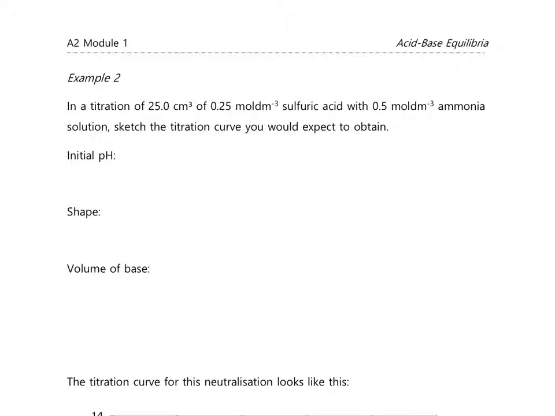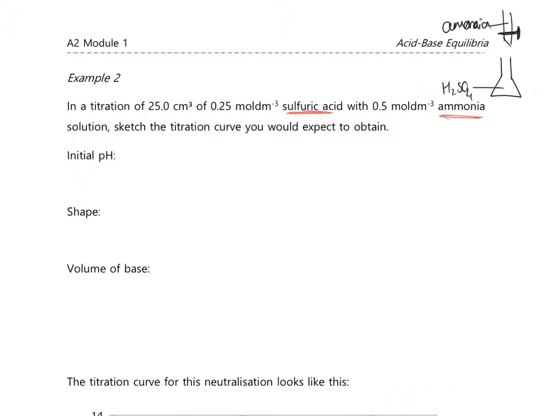Let's do the second example, where we now have sulfuric acid titrating against ammonia. So the first thing we can work out is our initial pH of our acid. Again, the acid is going to be in the conical flask. In here you're going to have your H2SO4, in your burette you're going to have your ammonia solution. As you add the ammonia, obviously the pH is going to rise, but we want to work out a particular value so we can sketch our curve.